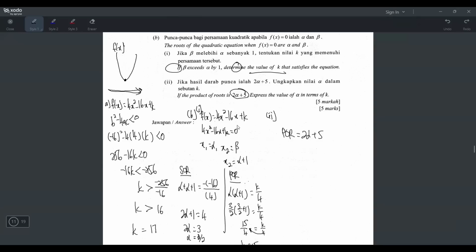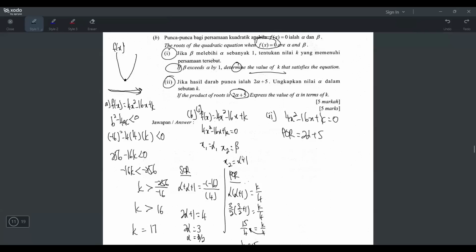But we can start with this equation, right? Which is fx equals to 4x squared minus 16x plus k. But they did mention that the fx is 0. So 4x squared minus 16x plus k equals 0, right? Now they say the product of root is 2 alpha plus 5, express value of alpha in terms of k. Okay, we can't find the roots, right? They never mention the roots. You don't tell me, oh, sir, the roots is alpha plus 1. No. That one is B1. I'm doing B2 now.